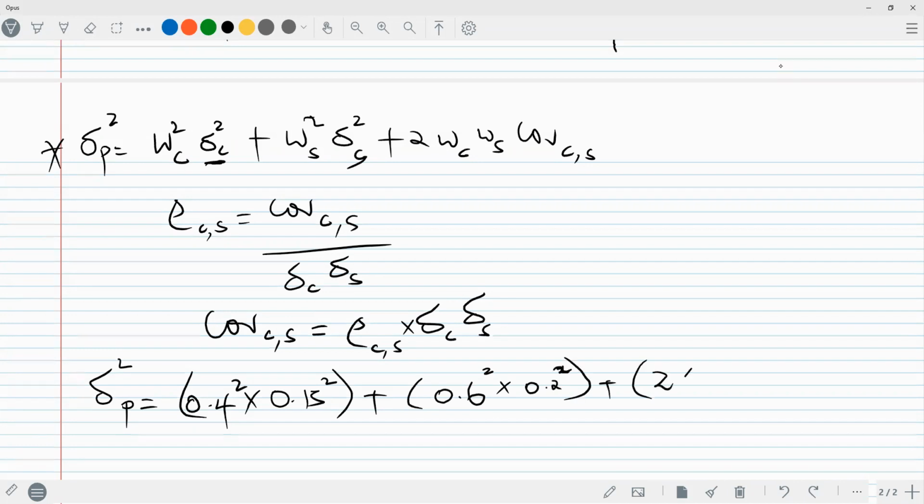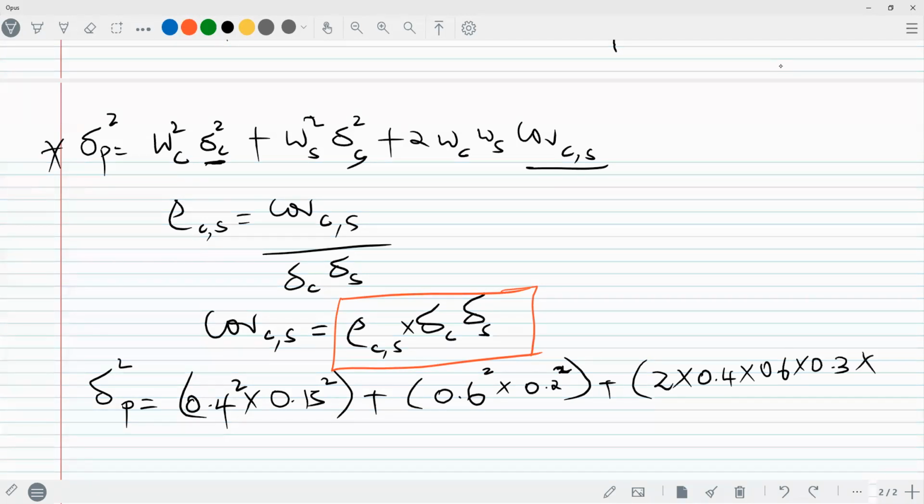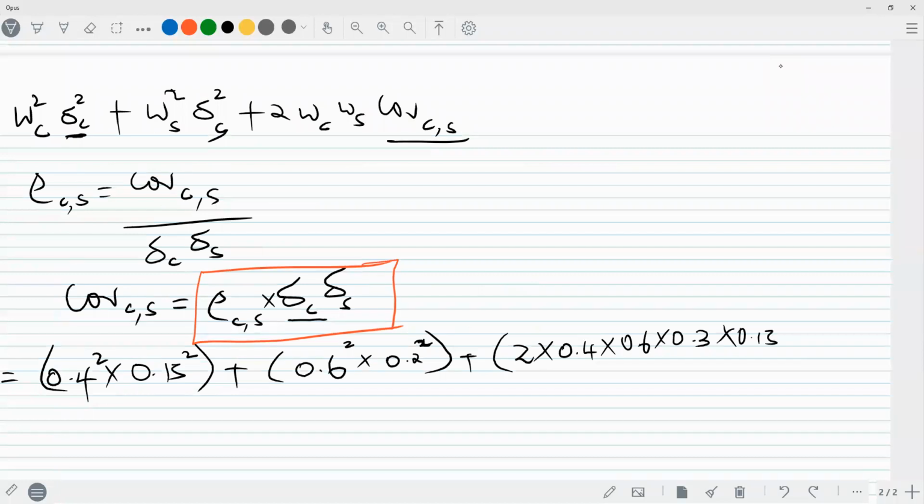plus 2 times the weight of asset C, 0.4, times the weight of asset S, 0.6, times the covariance between C and S, which is here. You've been given it, we have it here, which is equal to the correlation coefficient between C and S, 0.3, times the standard deviation of C, which is 0.15, times the standard deviation of S, which you have here, which is 0.2.